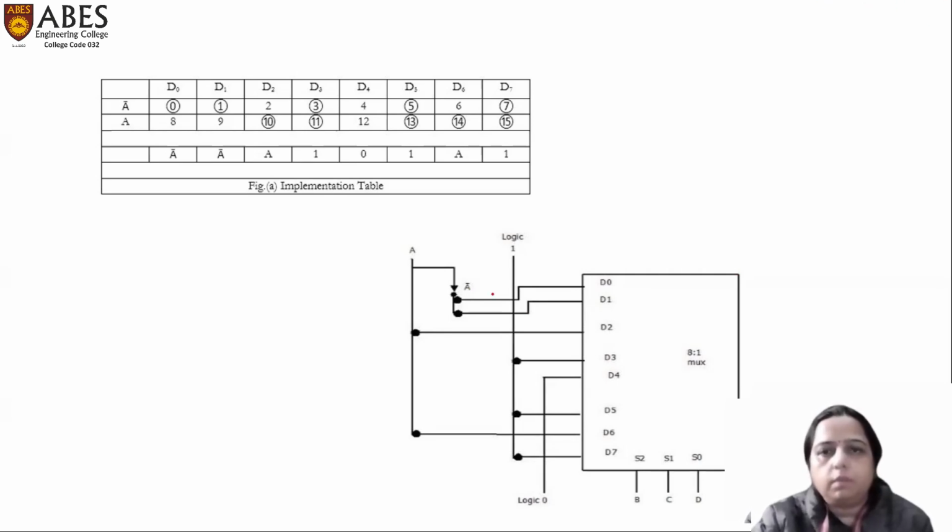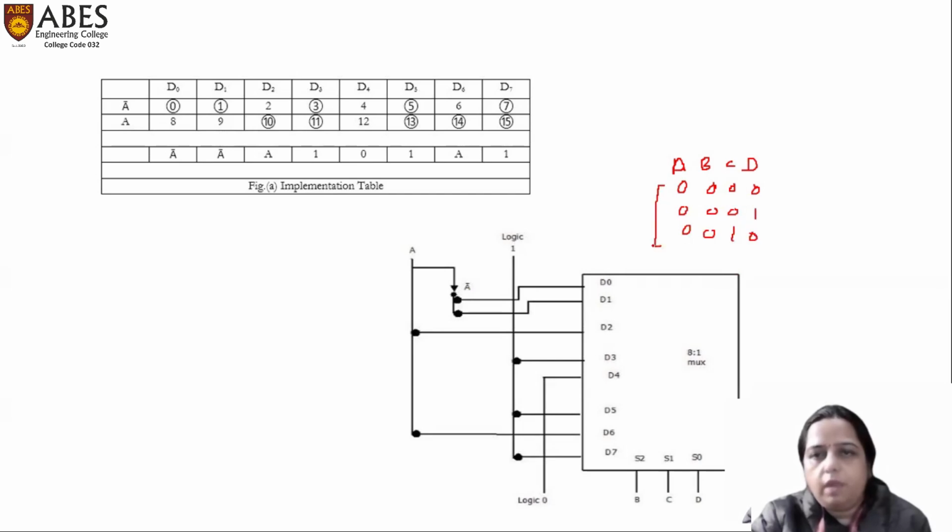It means that in the truth table, if I have A, B, C, and D, I can write it as 0, 0, 0, 0, then 0, 0, 0, 1, then 0, 0, 1, 0. We can observe that the value of A remains 0 from 0 to 7, and from 8 to 15, the value of A remains 1. So here we have written for A bar 0, 1, 2, 3, 4, 5, 6, and 7. And for A, when A is equal to 1, those are the cases for 8, 9, 10, 11, 12, 13, 14, and 15.